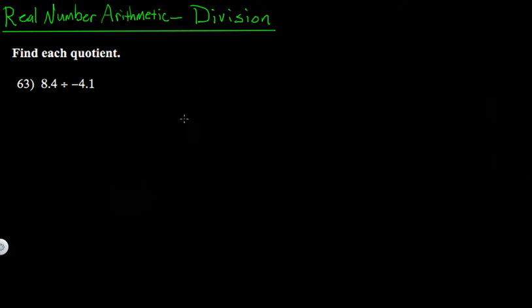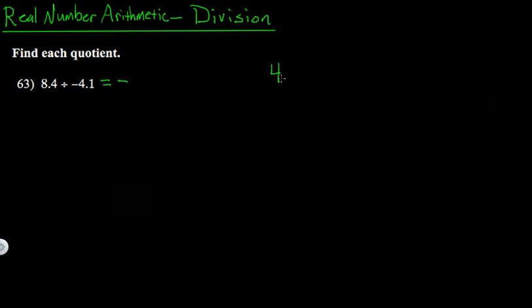Okay. 8.4 divided by negative 4.1. So the first thing I'm going to do is say that this is equal to something negative, because a positive divided by a negative I know is a negative. So I've already dealt with the sign aspect of the problem. Now I'm just going to divide. So this is 8.4 divided by 4.1, and that's going to look something like this.